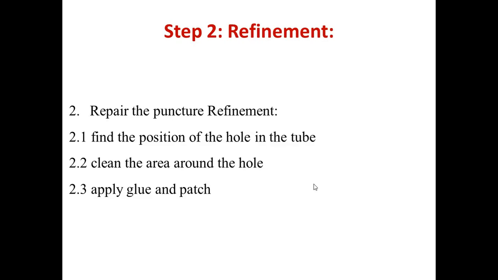And I'm refining the second step too. My second step says I should repair the puncture. Simply saying repair the puncture is not that easy. I have to find the position of the hole on the tube first, then clean around the area, then apply the glue and patch. Then I wait for some time, fill the air, and check again if there are any other areas where air is coming out or punctures. I'll do this repeatedly, checking again and again, and once everything is done, I'll go on.